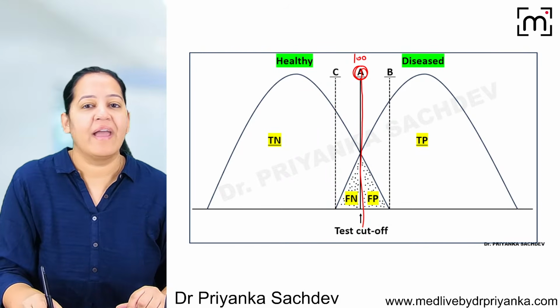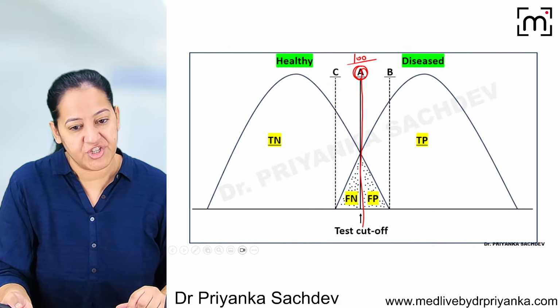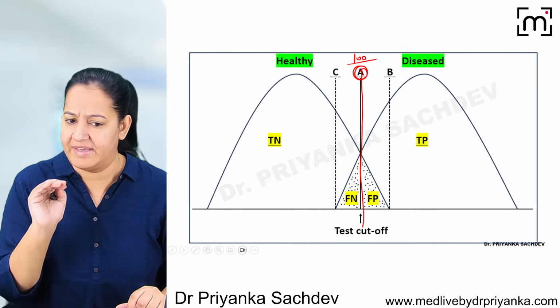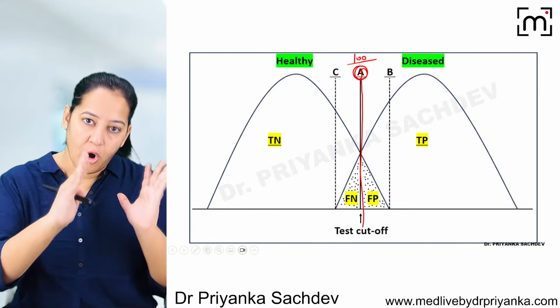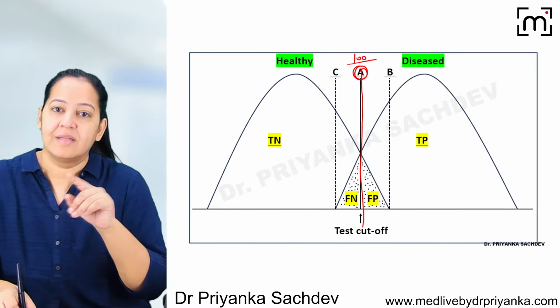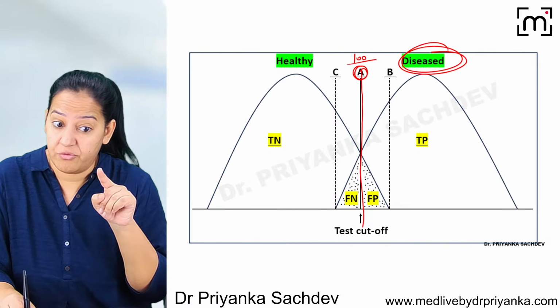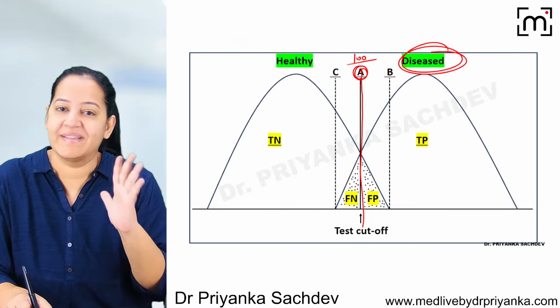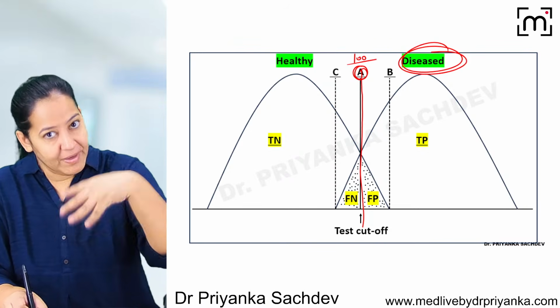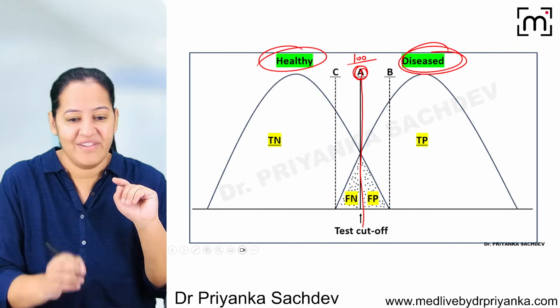So if I'm taking the blood pressure, my cutoff is 120 by 80. Likewise, I can take a cutoff. So all the people you can see above this cutoff, they are diseased. The cutoff can vary depending on disease to disease. And all the people below this cutoff are healthy. We are taking a cutoff.